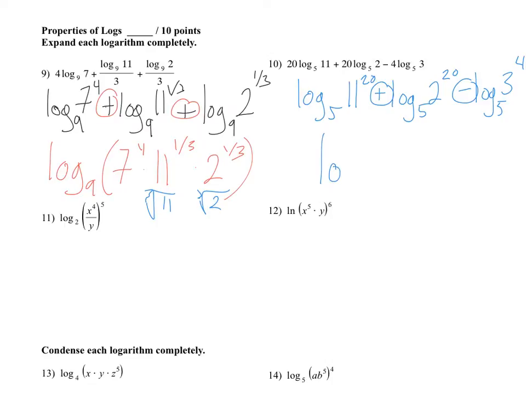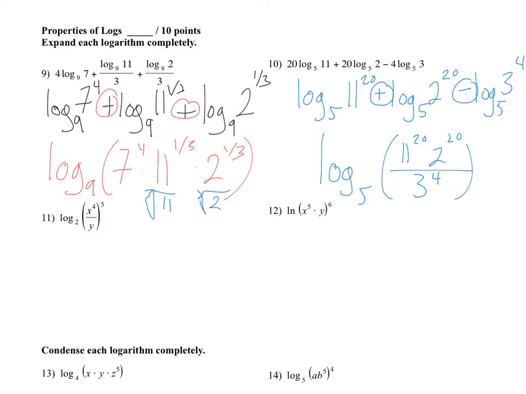I'm going to build one log, base 5. And the positives are going to go on top, so it's 11 to the 20th, 2 to the 20th. And on the bottom, I'm going to put my division part, so that's my negative. So that's 3 to the 4th. And I'm done. It's okay if you don't simplify these in terms of trying to write 3 to the 4th equals 81. You don't have to do that out.